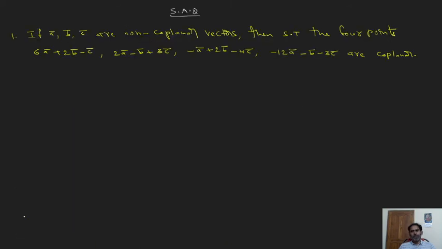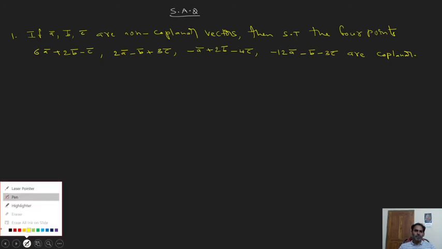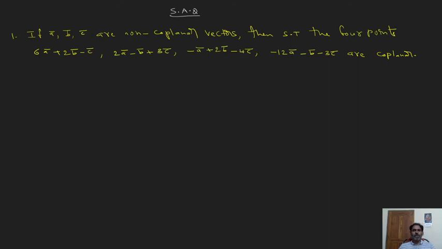Next, we are going to solve a very important problem. a bar, b bar, c bar are non-coplanar vectors, first of all. Then show that the 4 given points are coplanar. Separately, a bar, b bar, c bar are non-coplanar vectors. But for these 4 points we have to show that they are coplanar. So since 4 points are given, we should write their position vectors.